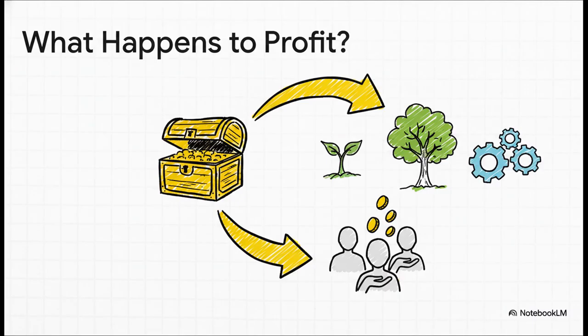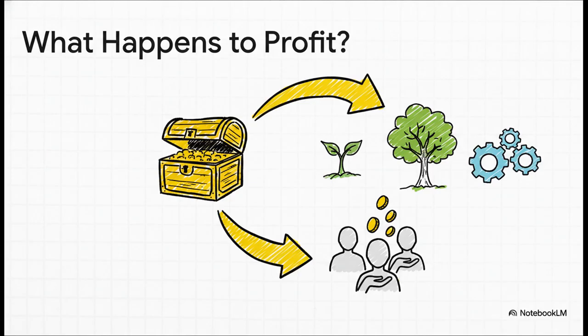So, let's say a company makes a profit. Great. What happens to that money? It doesn't just sit in some vault. As you can see here, management has a really important strategic choice to make. They have two main options. First, they can reinvest it right back into the business. We call this retained earnings. They can use that cash to develop new products, open new stores, upgrade their technology, basically to fuel future growth.